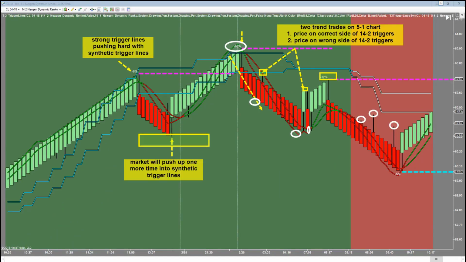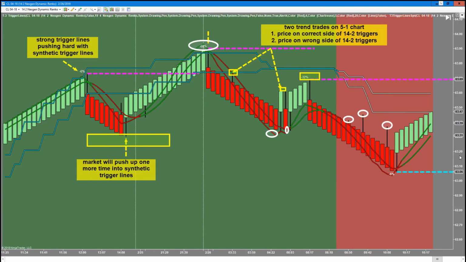All right, so let's tie all that together. So again, what I'd like to do is have you take a look at this 14-2 chart. And again, we've got divergence at the top that, again, strong triggers up. The market makes a retracement. The market retests the synthetic triggers with divergence. And really, this is all the pre-setup for us for a full trade setup.